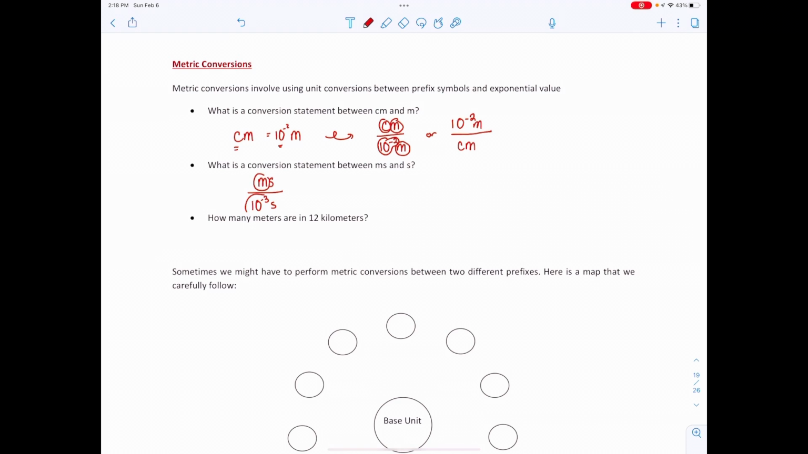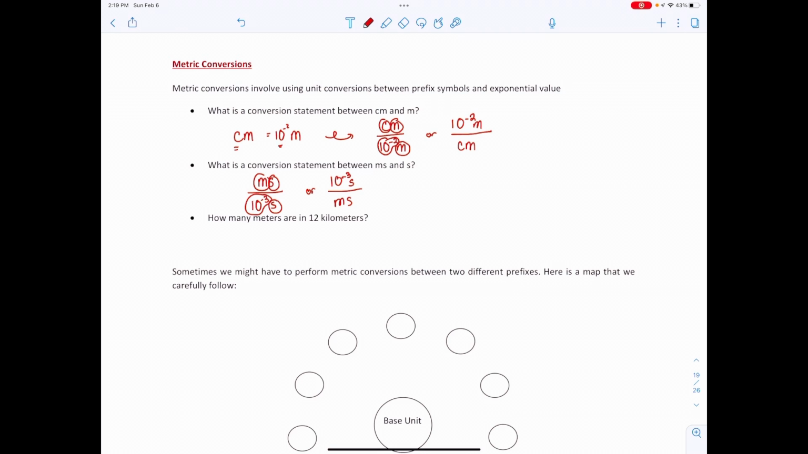The m and the negative 3 are of equivalent value, and then I have an s and an s for my units. Or I can say 10 to the power of negative 3 seconds in 1 millisecond. Okay, once again, whether it's the top or bottom, that doesn't matter as much because the values are the same.